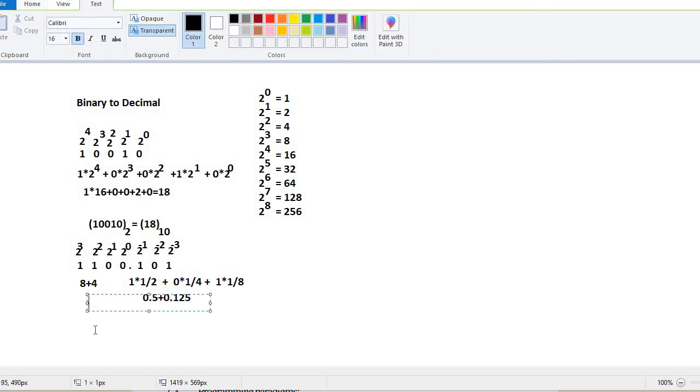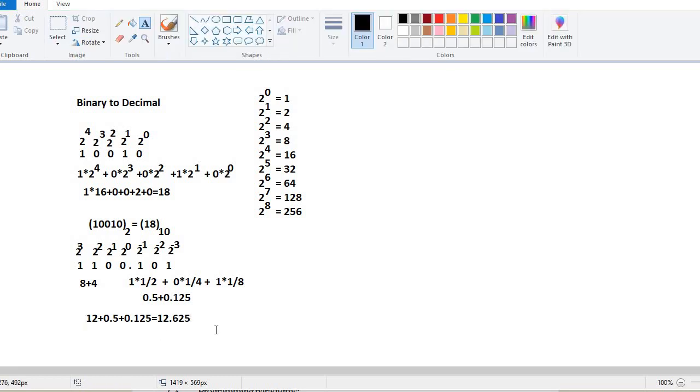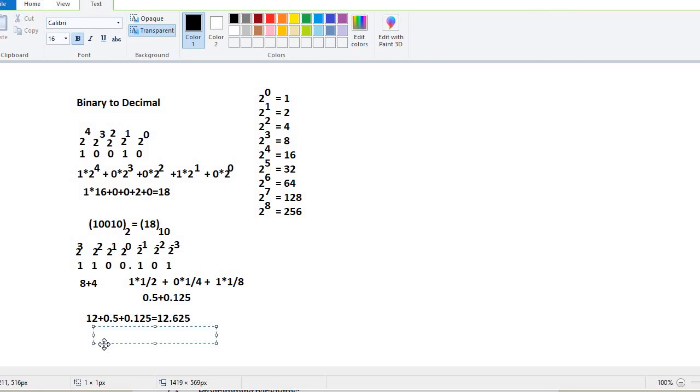So now what we have? 8 plus 4 is 12 plus this. Okay. Plus 0.5 plus 0.125. That is what I am getting from this. So what it is equals to 12.625. Okay. So what I can write? I can write that 1100.101 is equals to 12.625. Okay.